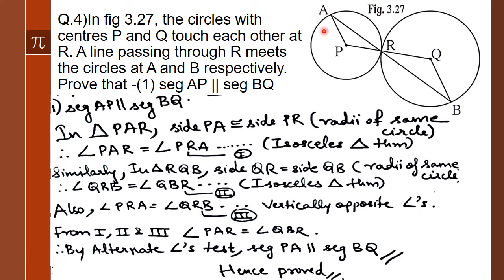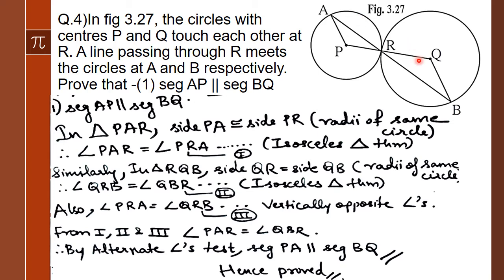That means this triangle is an isosceles triangle since two sides are congruent. That is, side PA is congruent to side PR since they are radii of the same circle. That means by the isosceles triangle theorem, angle PAR is congruent to angle PRA. Since PA is congruent to PR, the angles opposite to them are also congruent.